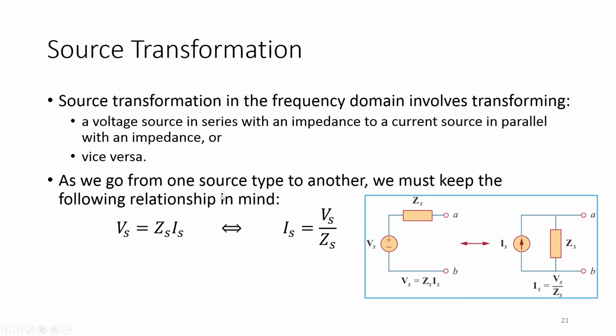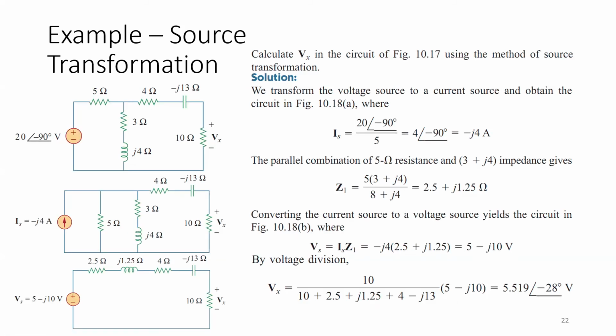So in this way, using these two relationships, we can convert from a voltage source connected in series with an impedance Zs to a current source Is connected in parallel with the same impedance Zs and vice versa. So just an example in order to understand this whole principle.